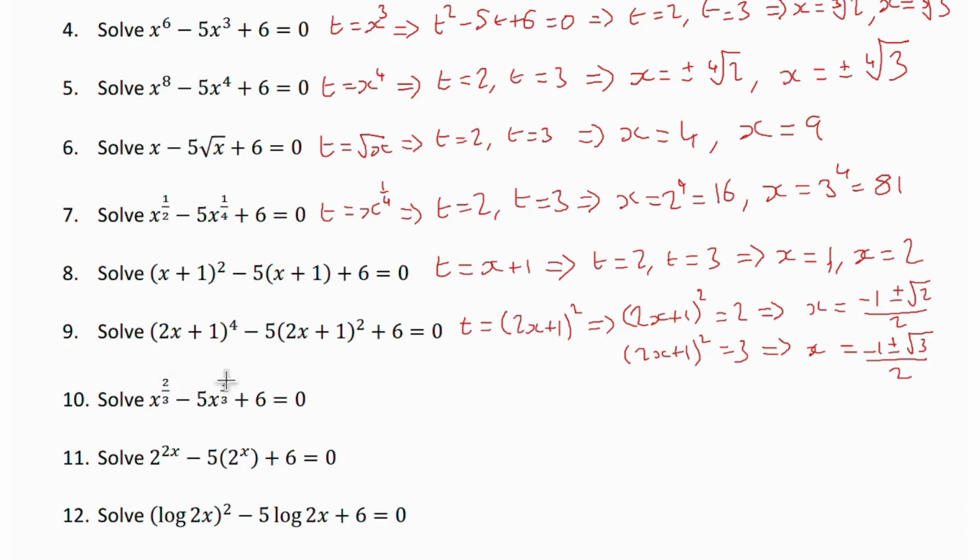X to the 2/3 and x to the third means t is going to be x to the third. That means x is going to be 2 cubed, which is 8, or x is going to be 3 cubed, which is 27.